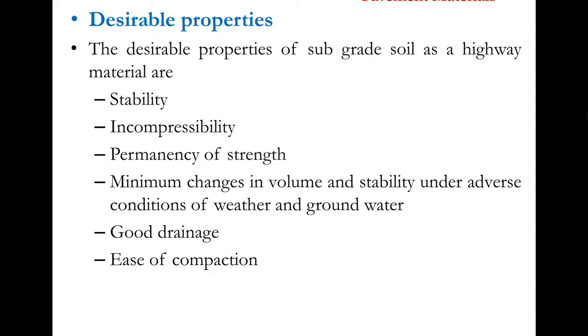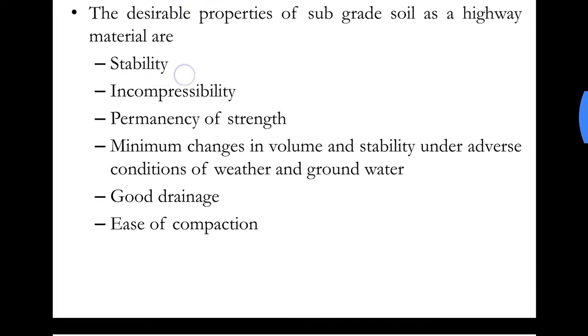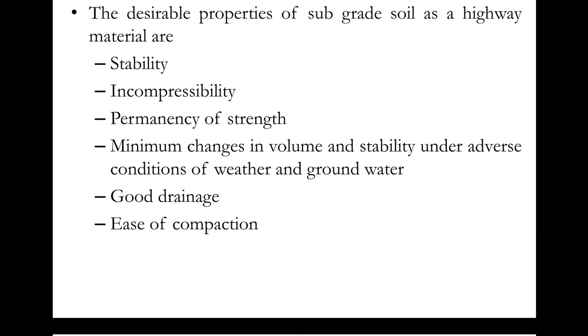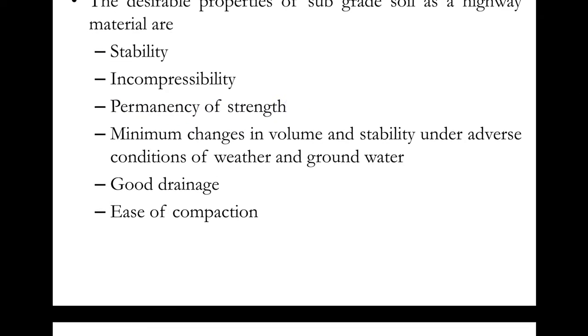So these are a few properties which an ideal soil to be used for construction of a subgrade should possess. It should provide stability, that is nothing but strength, or resistance to deformation or deflection. Incompressibility: the material should be incompressible, so the volume should not get reduced due to application of load. Permanency of strength: the strength should not decrease with time.